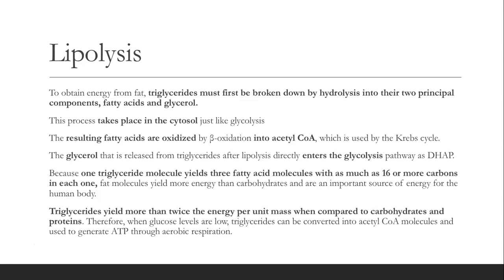Because one triglyceride molecule yields 3 fatty acid molecules that could have 16 or more carbons in each one, if you think about what a glucose is, it's 6 carbons, so more carbons, more energy. Fat molecules actually yield more energy than carbohydrates and are an extremely important source of energy in the human body. We're not really going to be getting along very well if we're just intaking glucose. And in fact, triglycerides yield more than twice the energy per unit mass when compared to carbs and proteins. So therefore, when glucose levels are low, triglycerides can be converted into acetyl coenzyme A and used to generate ATP through what we just talked about, aerobic respiration.